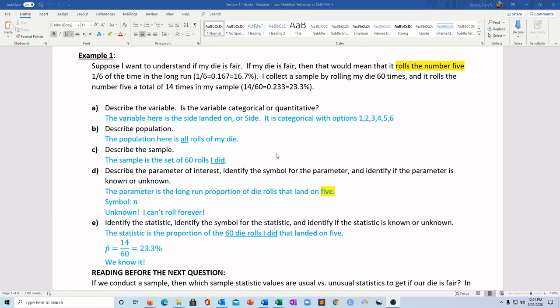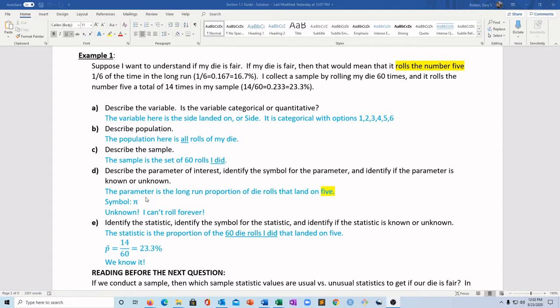What's the population? The population here is all the possible rolls of my die that I'm interested in. Because remember, to be 100% sure if it's fair, I would have to roll it forever. I can't do that, and so I take a sample in part C. I grab hold of 60 rolls, and I can actually do that and look at that. So those are the rolls that I did. So it's this little subset of the population.